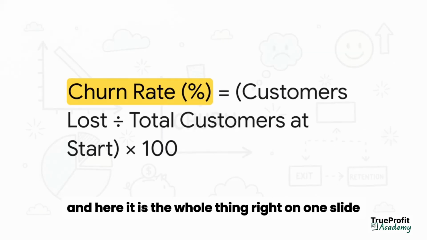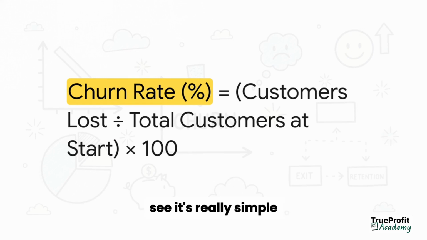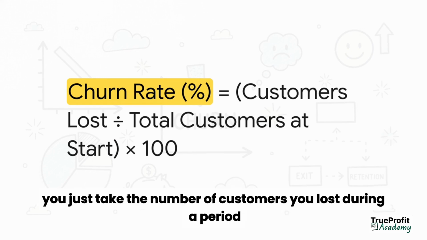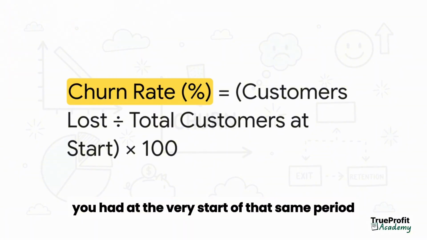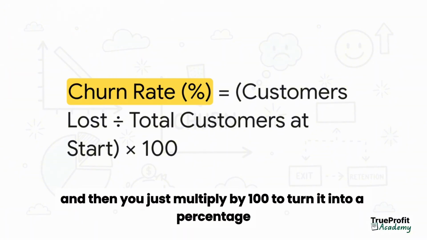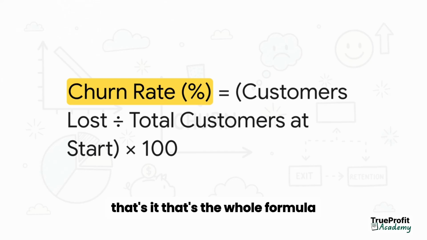And here it is, the whole thing, right on one slide. It's really simple. You just take the number of customers you lost during a period, divide that by the number of customers you had at the very start of that same period, and then multiply by 100 to turn it into a percentage. That's it. That's the whole formula.